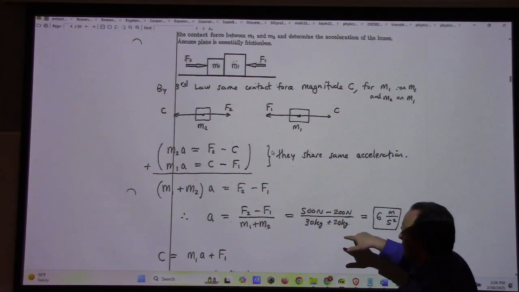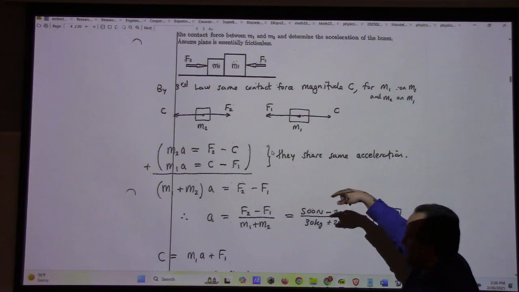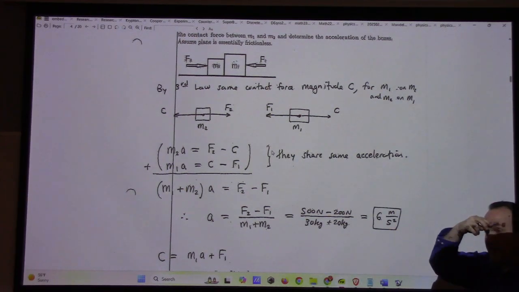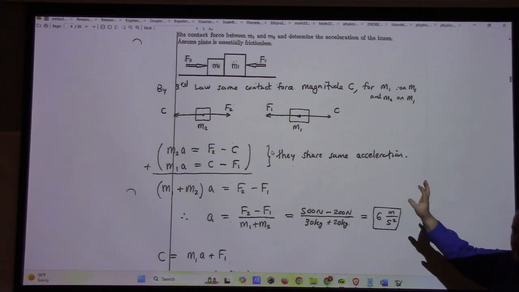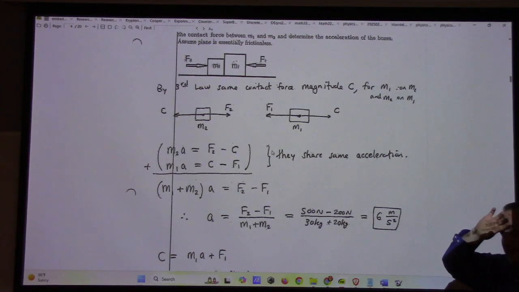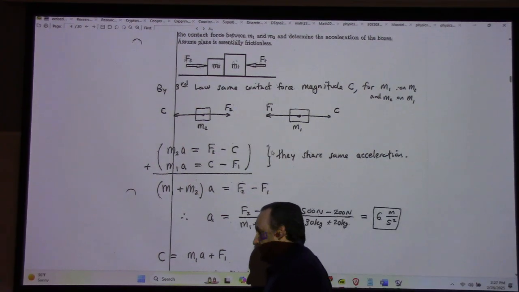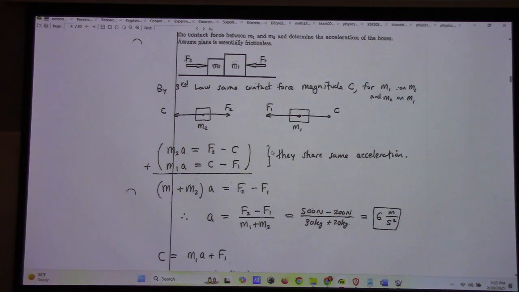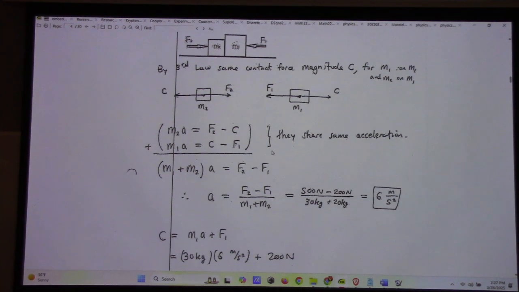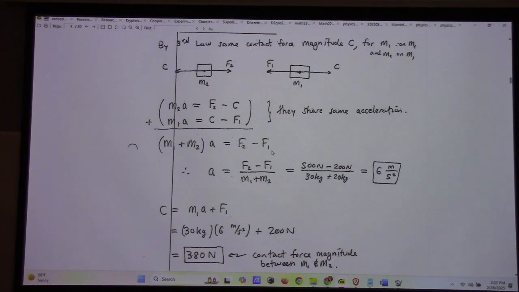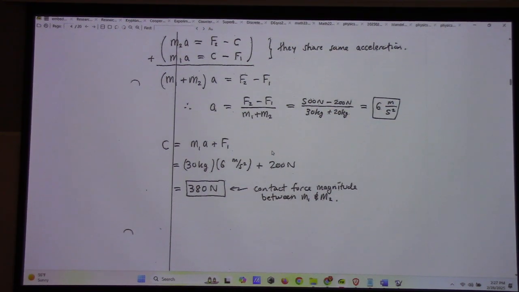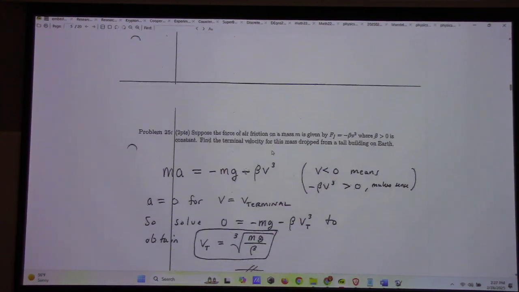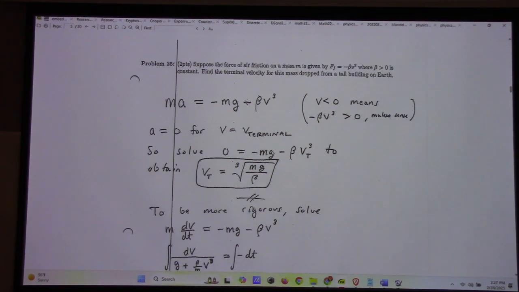And then, of course, once you know the acceleration, you can put it back into either one to find the contact force. If I do ask this question on the test, the typical mistake people make is they find the acceleration and then they forget to find the contact force. That happens a lot to students. People forget to find everything. And I don't think it's because they can't, I think it's because they just forget. Anyway, I'm not a mind reader, so I'm not really sure.